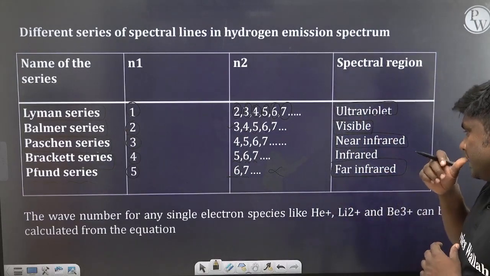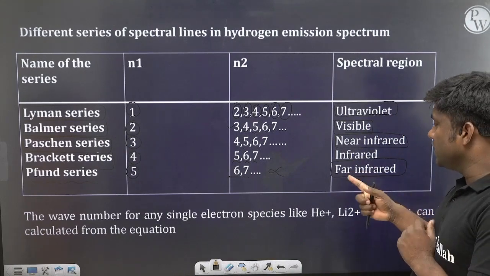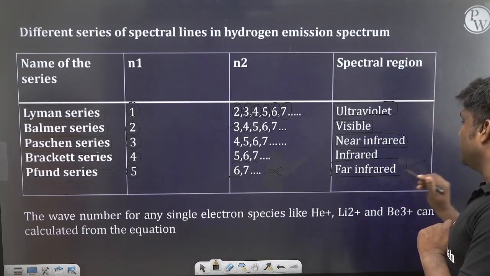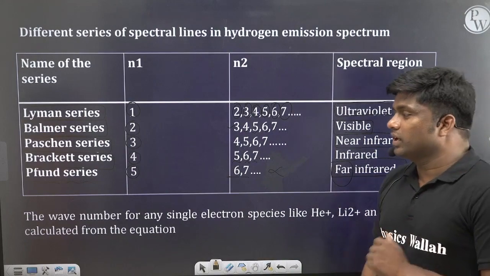They will release the radiation equal to the frequency and wavelength of infrared radiation. What infrared? Far infrared radiation.